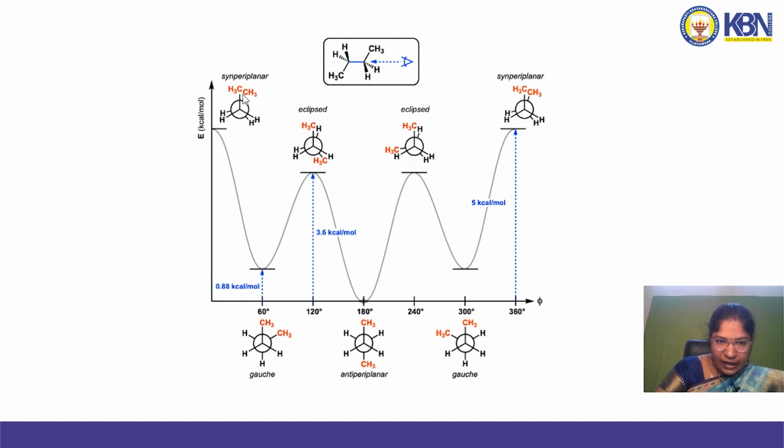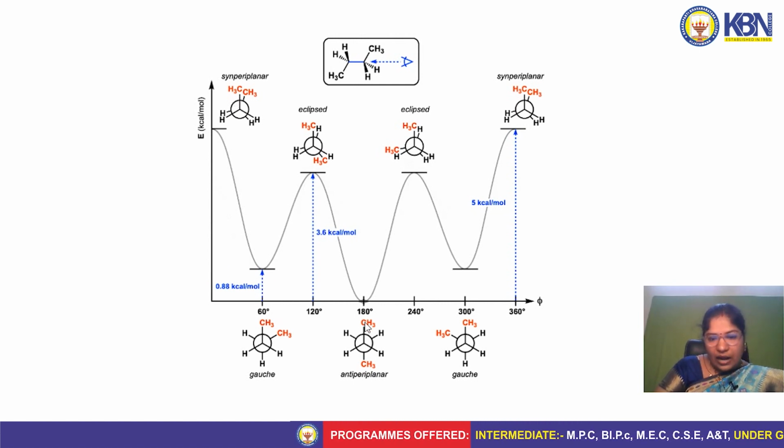Eclipsed form has high energy, so it is less stable, and here gauche conformation has higher energy compared to the antiform and less energy compared to the eclipsed form, so it is less stable than the antiform and more stable than the eclipsed form.